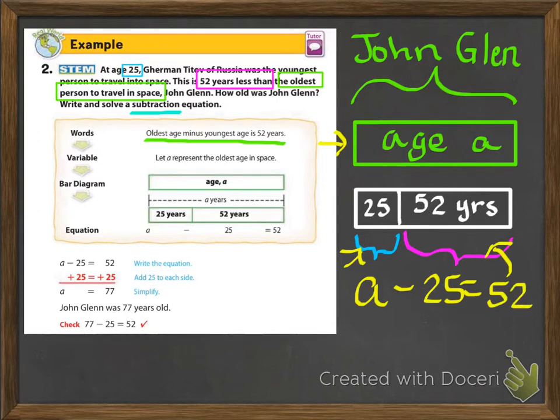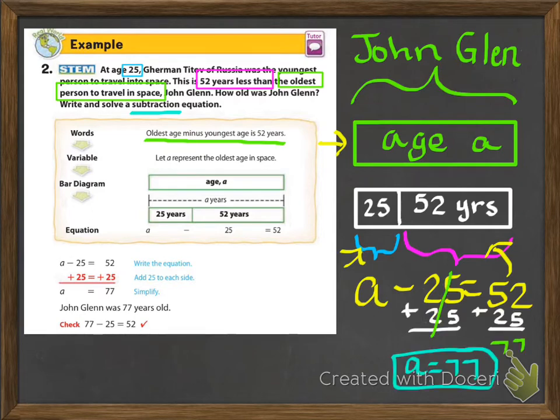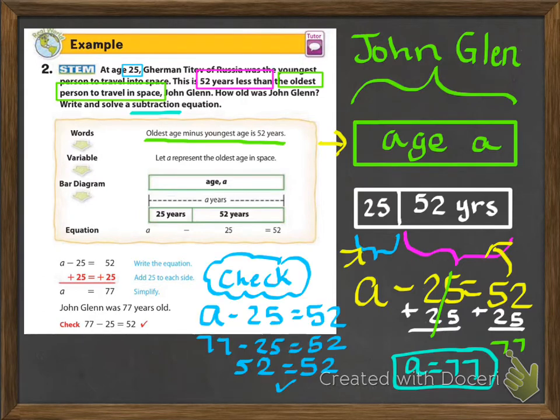And now you're going to solve using inverse operations. You find out here that John Glenn's age was 77. And then you're going to check. You need to plug that back in just like we've been doing. As you can see where I've done it in blue, off to the left, A minus 25 equals 52. 77 minus 25 is in fact 52, so we know our problem is correct.